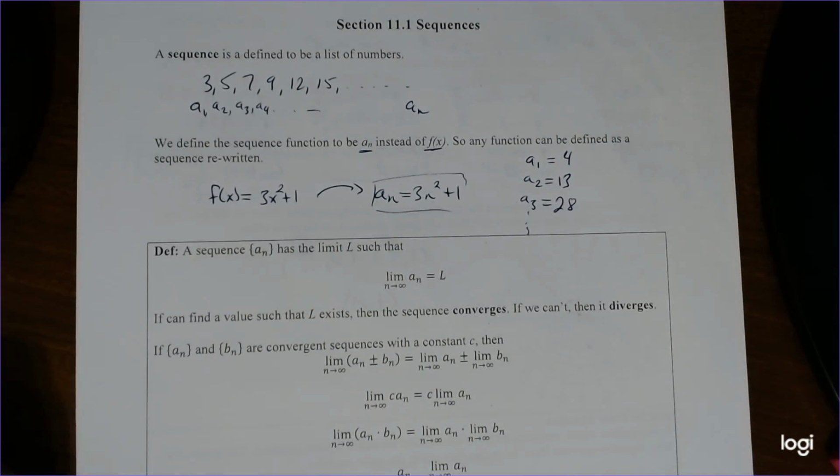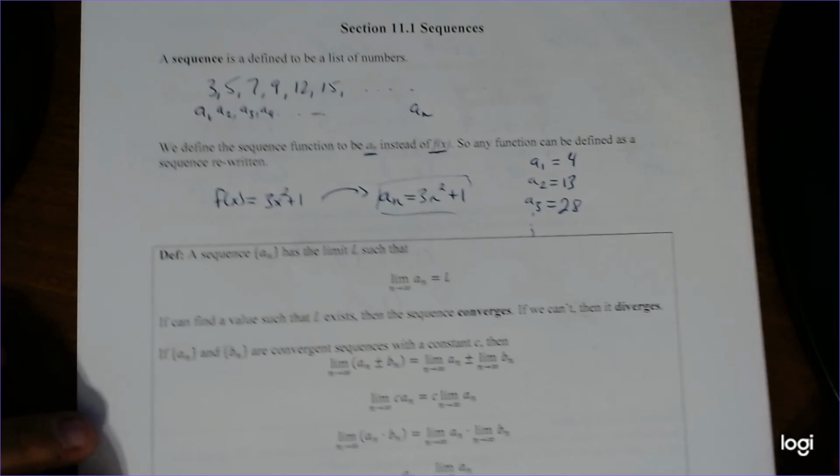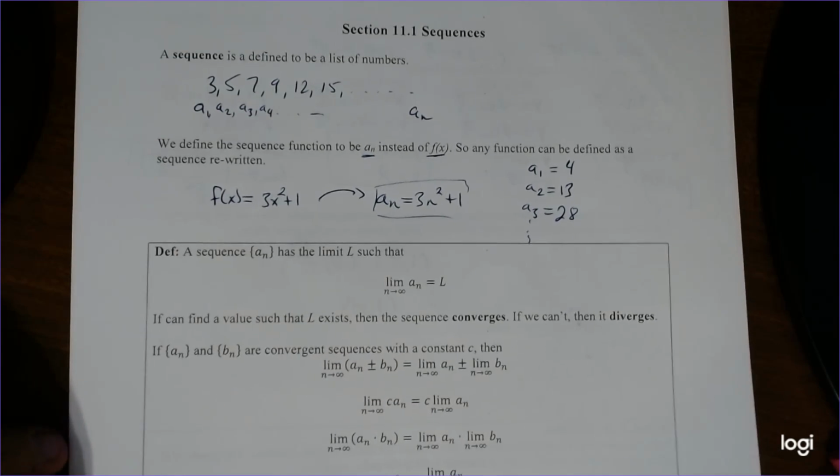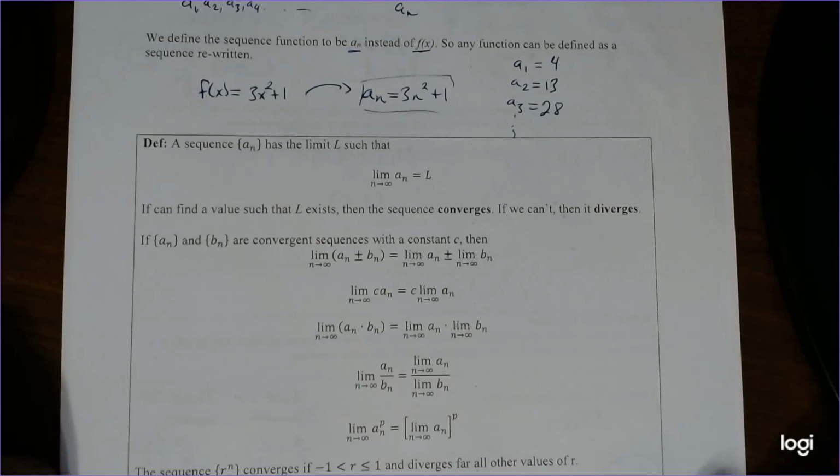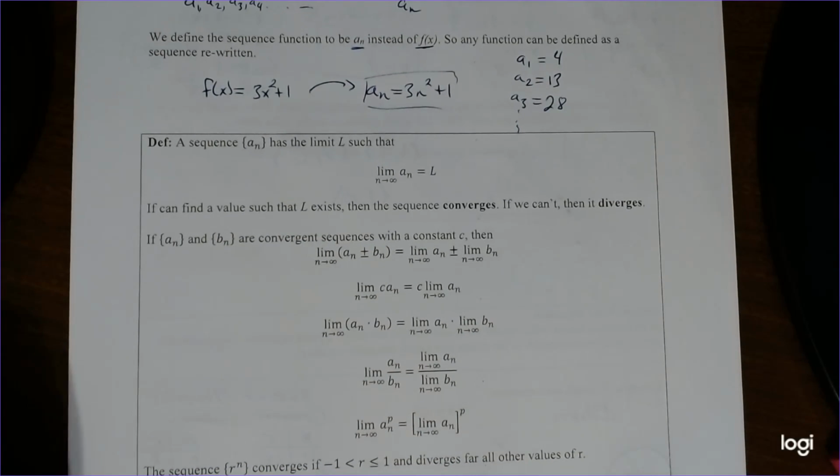Now, the reason why this is important is what we're going to be doing for pretty much the entire chapter: these sequences either go to a single number or they don't go to a single number. What I mean is that they converge or diverge.